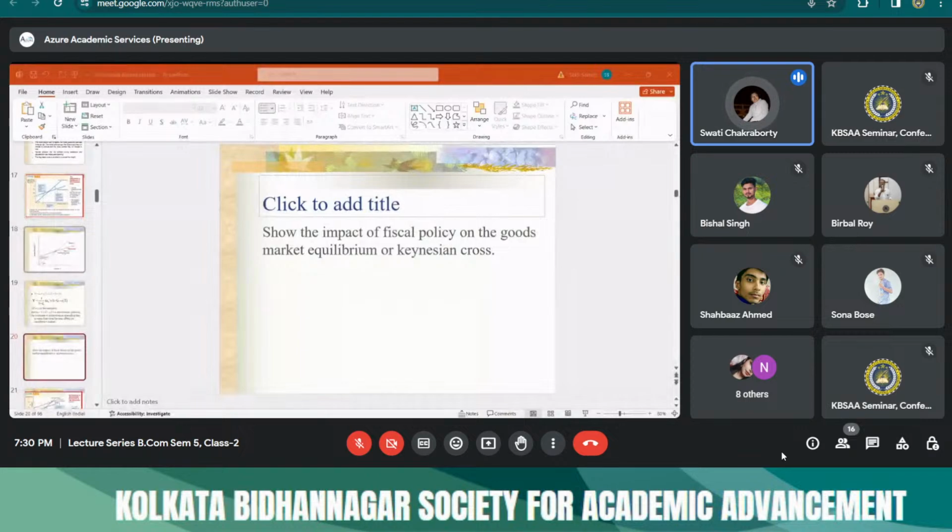Okay, so let's see what happens when we talk of fiscal policy coming into play. Fiscal policy means we are talking of goods market. So we are talking of change in any of these autonomous spending, that is change in tax or change in government expenditure or change in private investment. What happens as a result if there is a change? How does it affect the equilibrium situation? So next slide.